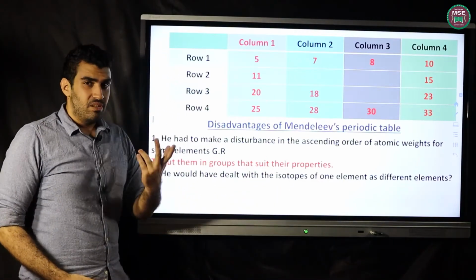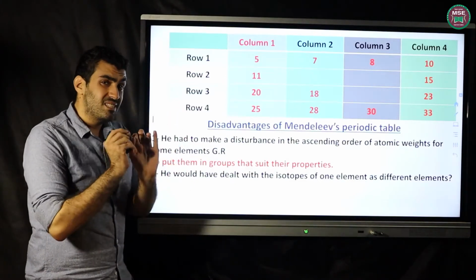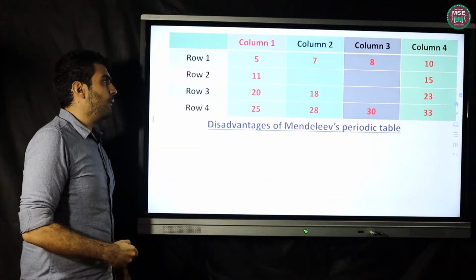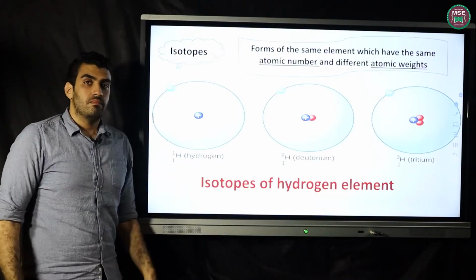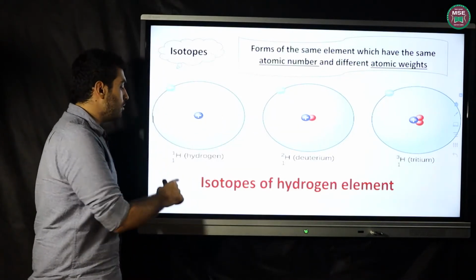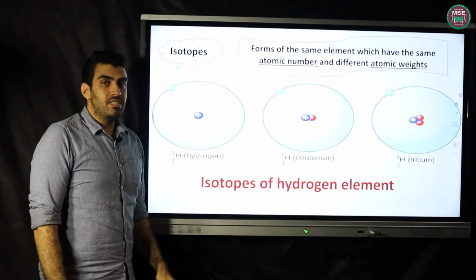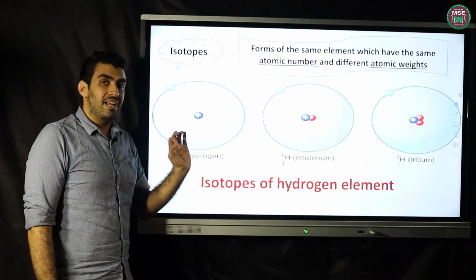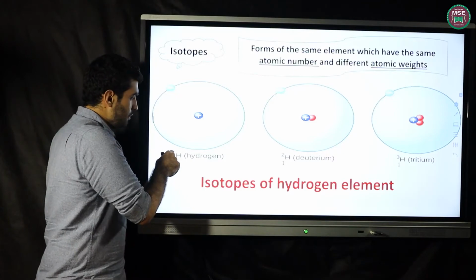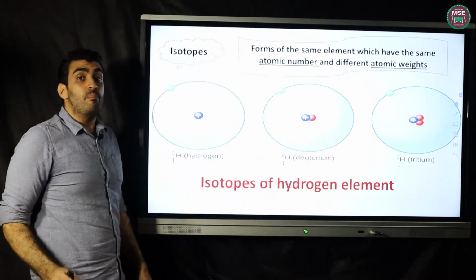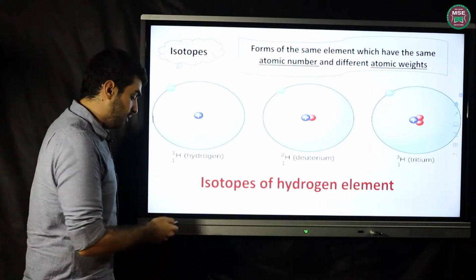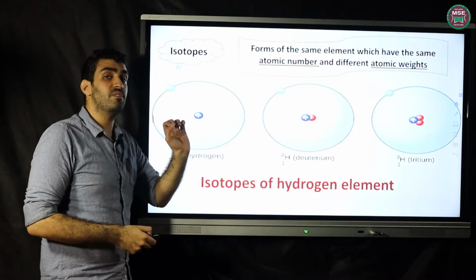Why would Mendeleev recognize the isotopes of the same element, the different forms I mean, as different elements? Let's take a look back on this. For me, this is hydrogen, and this is hydrogen. Why? Because they have the same atomic number. But as we said, Mendeleev used the atomic weight as an indicator. So when Mendeleev looked at this, he found 1, 2, 3. So Mendeleev recognized these 3 elements as 3 different elements. Okay? And it's a mistake because they are the same element but different forms.